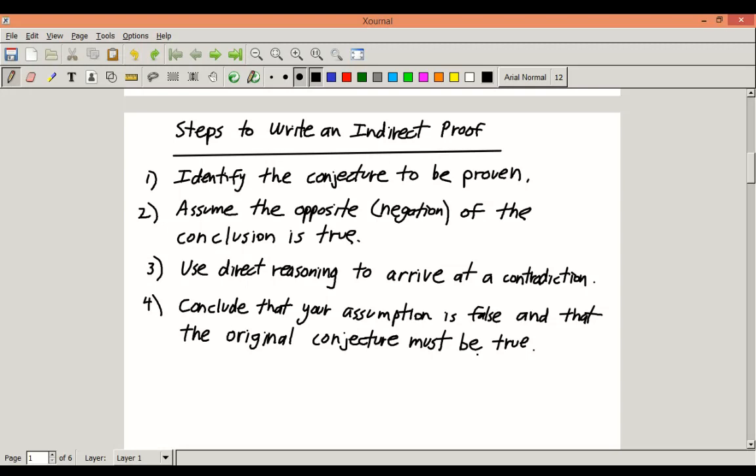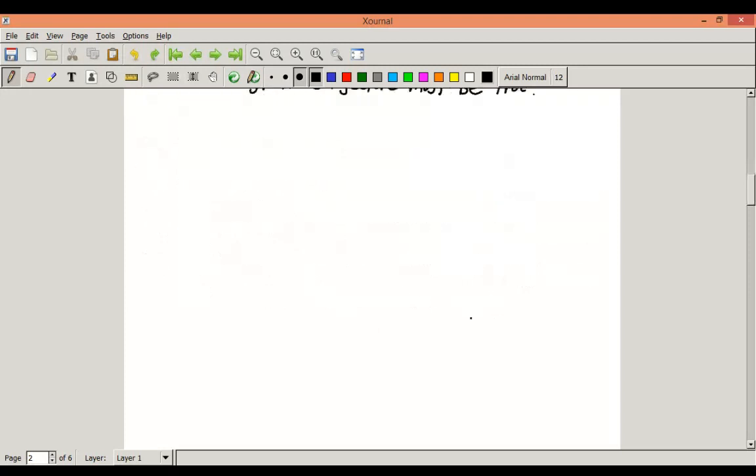Let's just say that. Then use your direct reasoning. Use all your theorems, postulates, definitions, whatever you have, and keep on reasoning, starting with your assumption. At some point, you will arrive at a contradiction, something that contradicts something you know to be true. In the process of your thinking, once you arrive at that contradiction, the only flaw in your argument was your original assumption. So your conclusion is that your assumption is false and that what you really are trying to prove is true. Okay, that might be a lot to think about. Let's see how that works in action.